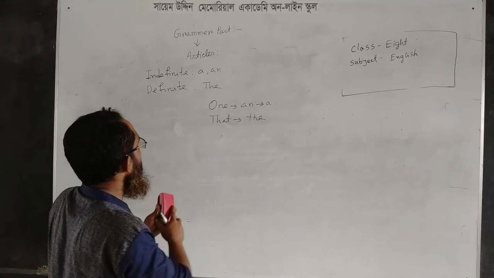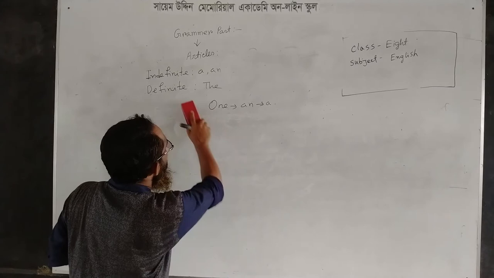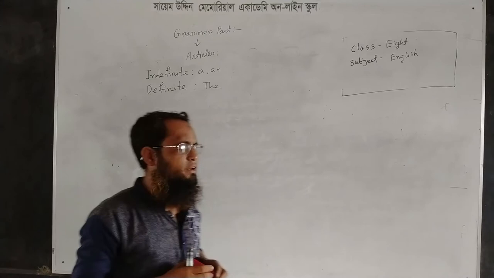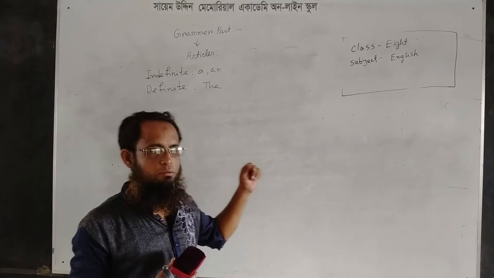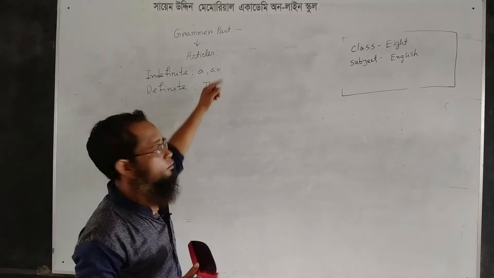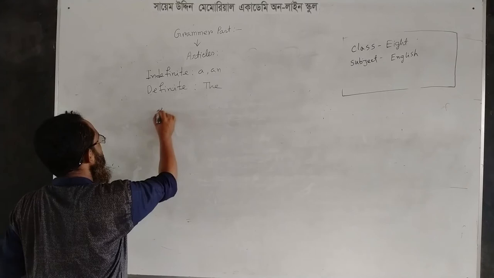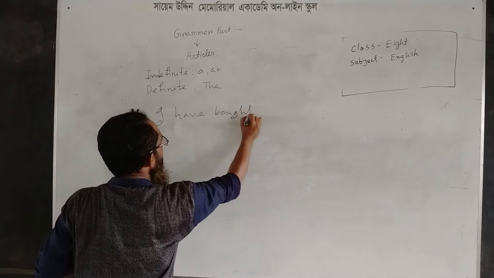Now, my dear friends, we have learned about the origin of articles and some rules to use the articles. Here, again, another rule is that if a noun is used a second time in the same passage, the first time it takes the indefinite article, but in case of the second time, that must take the definite one. Here you go, you can follow my example. I have bought a parrot.